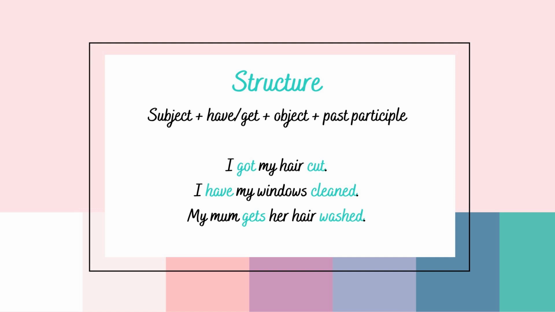It's important to remember that the object goes first and then it's the past participle, because the most common mistake is that people say, I got cut my hair, or I have cleaned my windows. So always check that you have put the verb after the object.